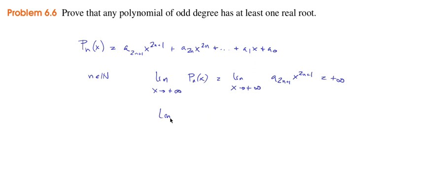But if we compute the limit when x goes to minus infinity of this same polynomial, again we have the limit of the leading term. When x is raised to an odd power and you take very large negative values, it will be negative. So the limit of this will be minus infinity.